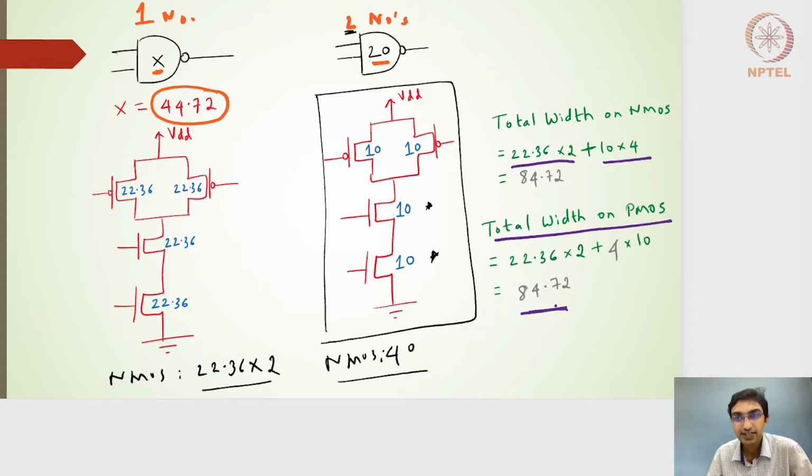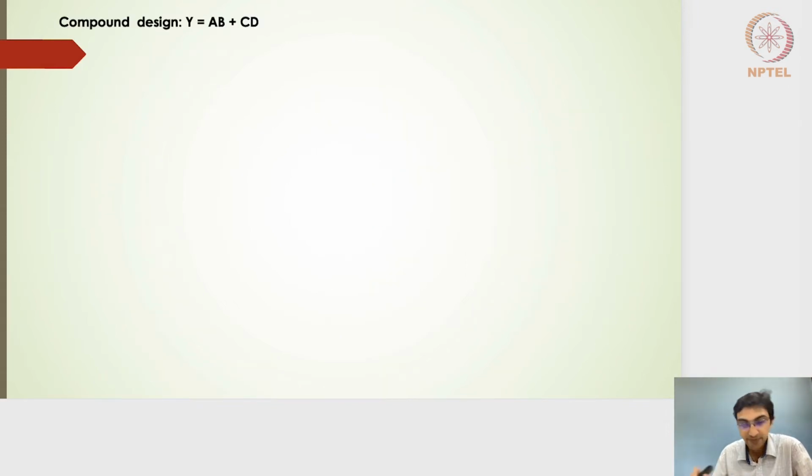All right, so hope this is clear. So what we had identified is the delay somewhere around 9 point something, and the overall width on the NMOS and PMOS side is 84.72. So let me just go to the next one.